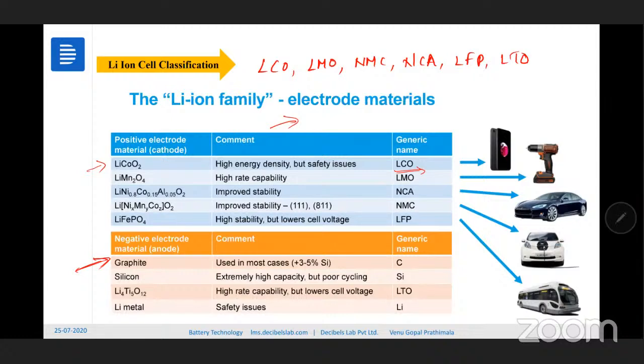And then after, as cobalt is highly costly and has some thermal issues, we moved on to lithium manganese oxide. In lithium manganese oxide also, we are having some problems. So then comes the nickel manganese cobalt and this kind of cells. Okay. So we'll discuss these things in depth one by one.